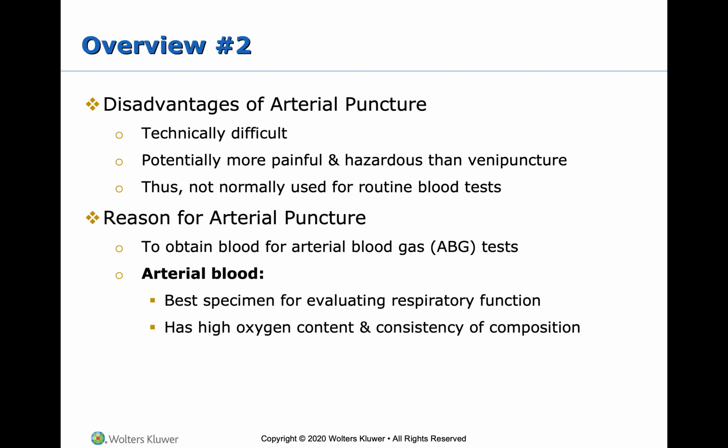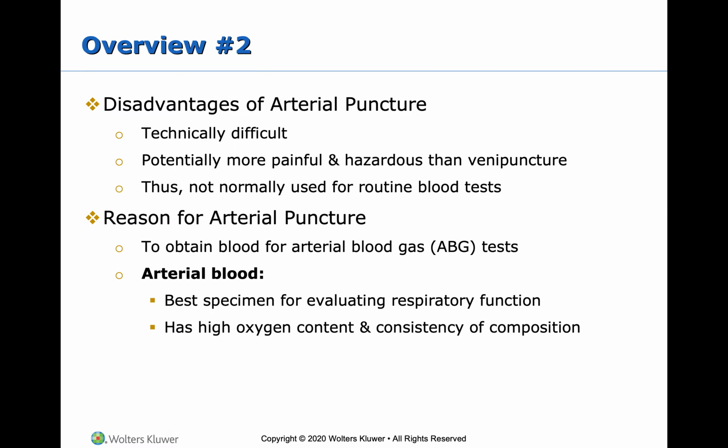So, the disadvantages of arterial puncture. First let me say, what is the difference between a venous puncture and an arterial puncture? Well, it's kind of obvious. It says it in the name. In a venous puncture, you are puncturing into the vein to retrieve a venous blood specimen. With arterial puncture, you are puncturing into an artery for an arterial blood specimen.